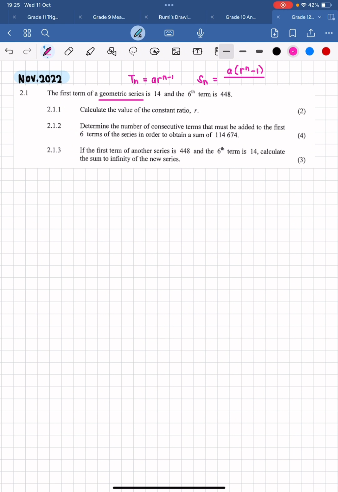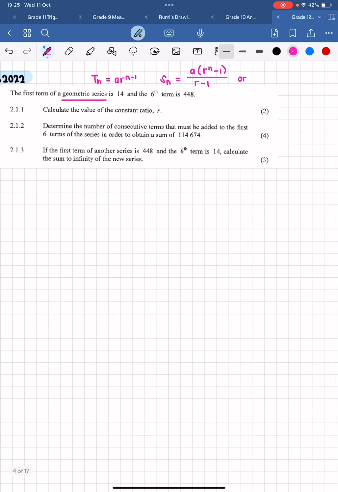So A times R to the n minus 1 over R minus 1. Or if you just swap the R and the 1 around, so if you say A times 1 minus R to the n over 1 minus R, that will give you the same answer. You can decide which of these formulas to work with.